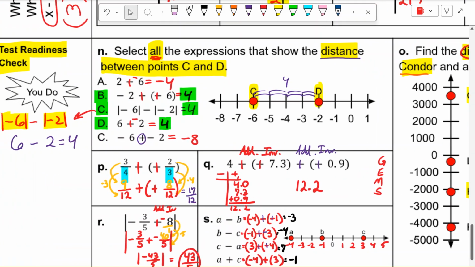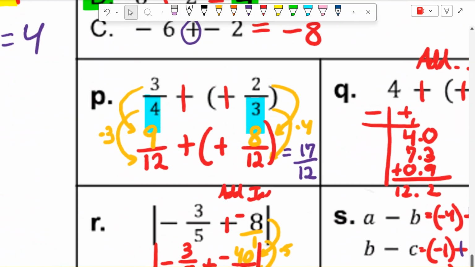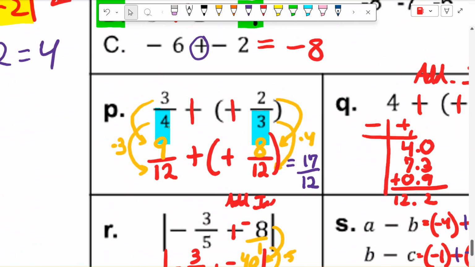Sliding back over to P, we have a fraction, and our denominators do not match. So what we need to do is, what does 4 and 3 both go into? They both go into 12. So 4 times what is 12? Times 3. So I put times 3 right there. So 3 times 3 is the top number, 9. On this side, I do 3 times what is 12? Times 4. So 2 times 4 is 8.